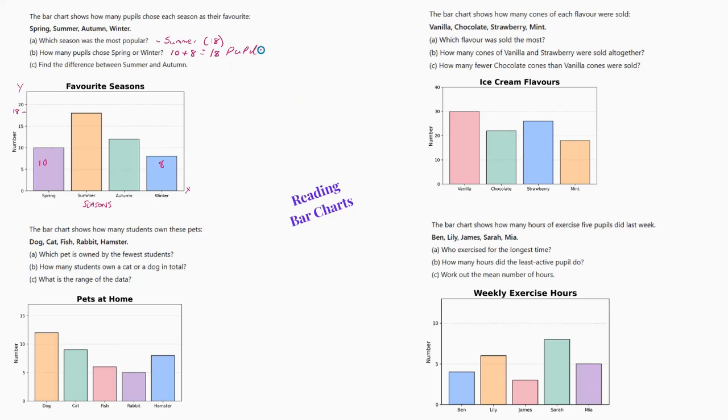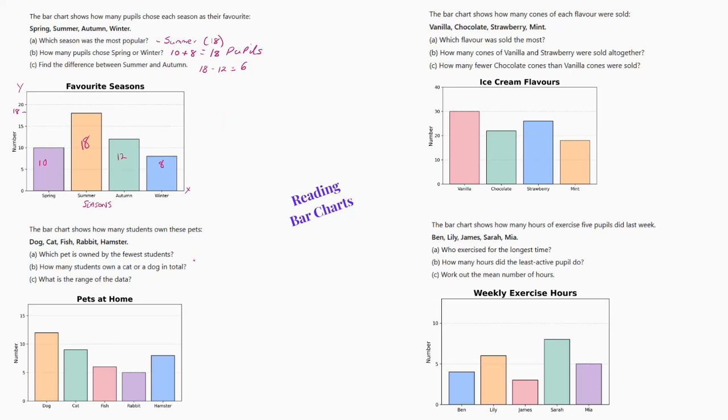And then the final part of the question, find the difference between summer and autumn. So we know summer is 18 and autumn is 12. So all you're going to do is take it away. So 18 subtract 12 leaves us with 6. So the difference between summer and autumn is 6. And that's it. It's as simple as that.